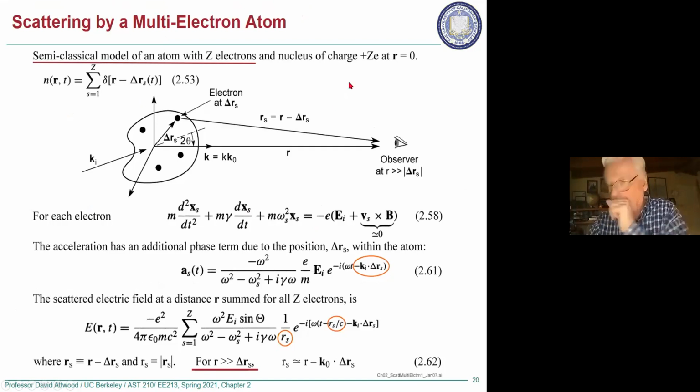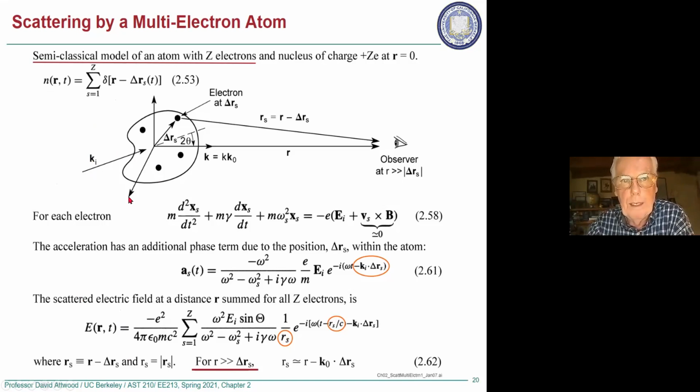So now, for the multi-electron atom. Here's an incident wave coming in with a k vector I. This is not a unit vector. This is 2 pi over lambda. This is the incident radiation, and it has a vector direction. And so there are some wavelengths here, some plane waves here.